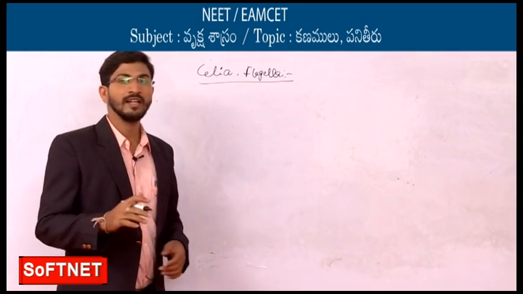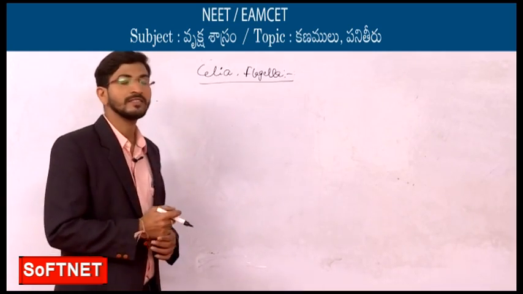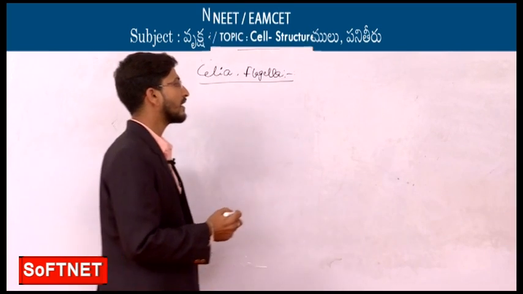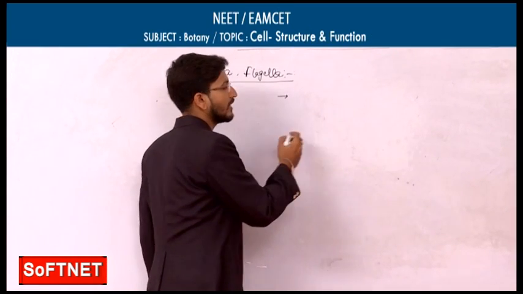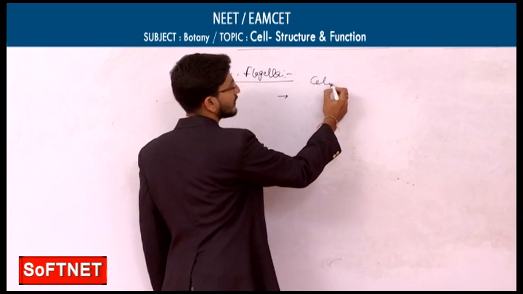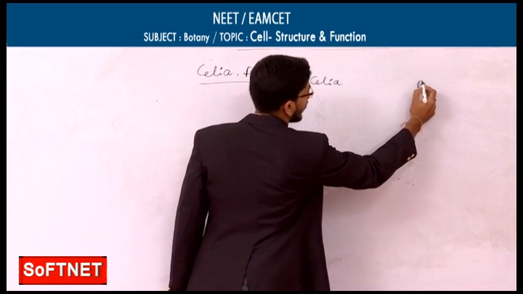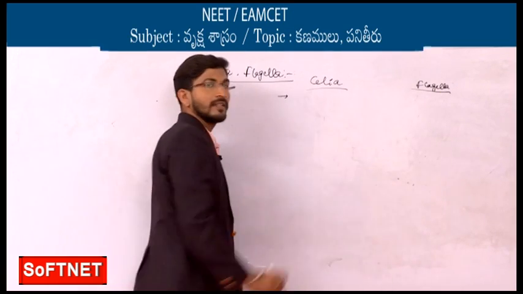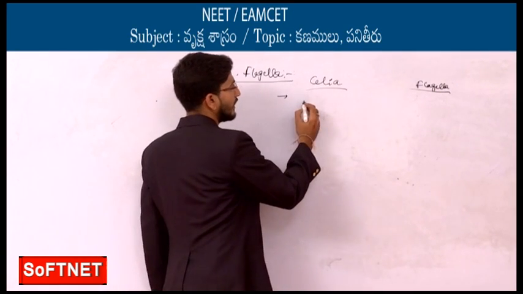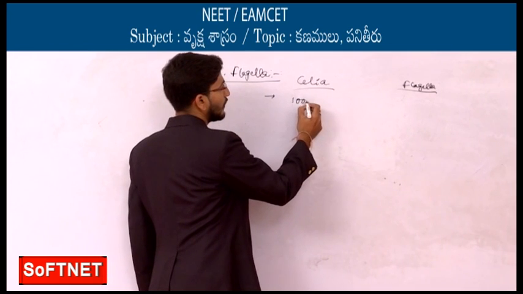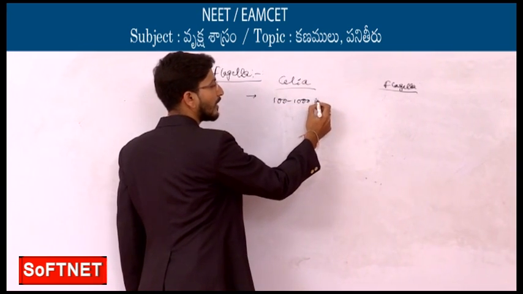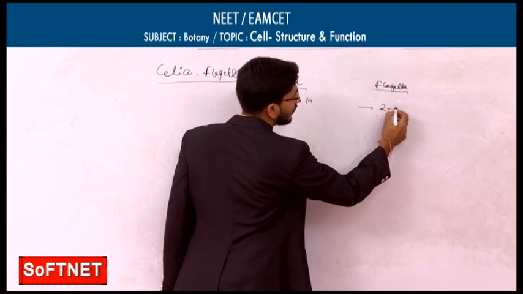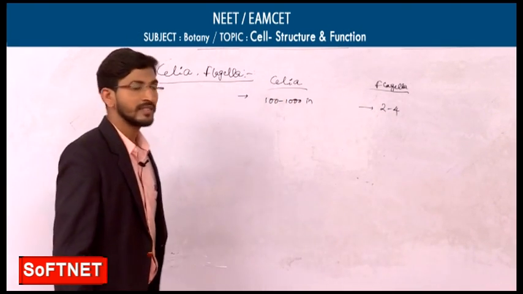Cilia and flagella are similar in structure, but they show some differences. First we will discuss the differences between cilia and flagella. Cilia are generally present in 100 to 1000 in number in a cell, whereas flagella are only 2 to 4 in a cell.